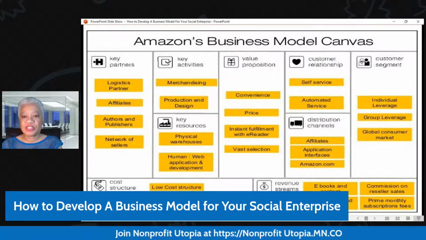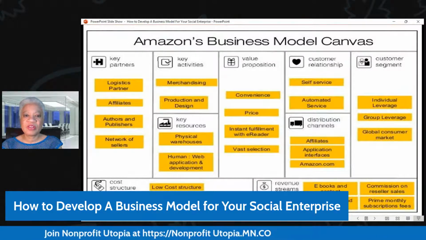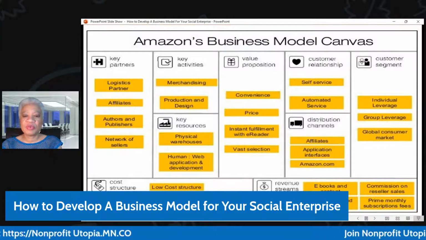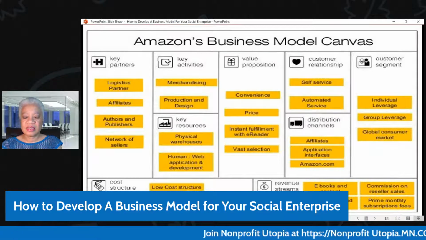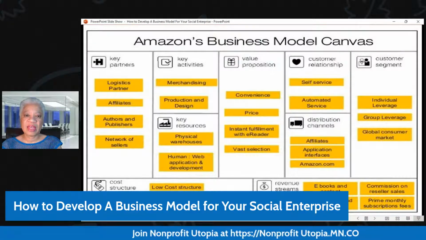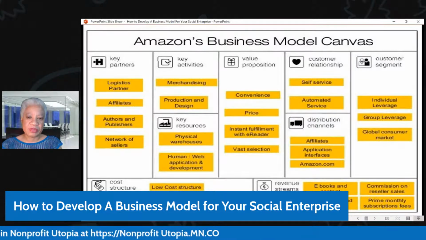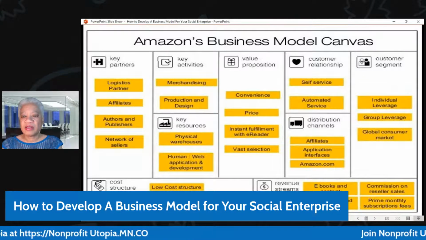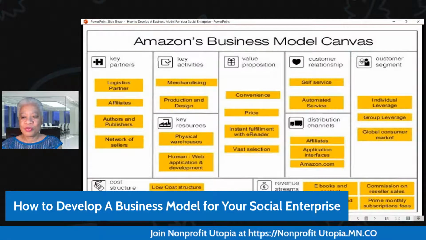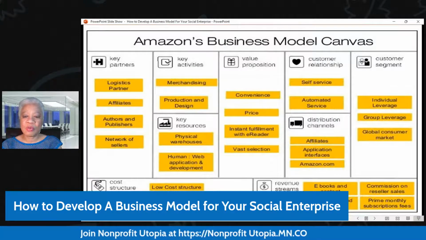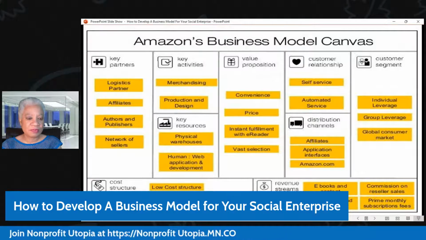The customer relationships, they have self-service as well as automated service. And then you've got the distribution channels. They have affiliates. They sell through affiliates. They also have application interfaces. And then they also have Amazon.com. Their customer segments are individuals, groups, and then they have a global consumer market.